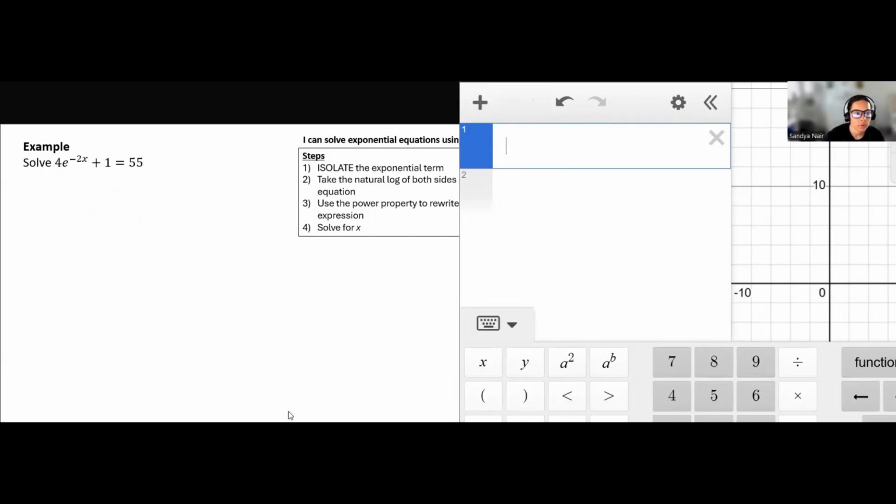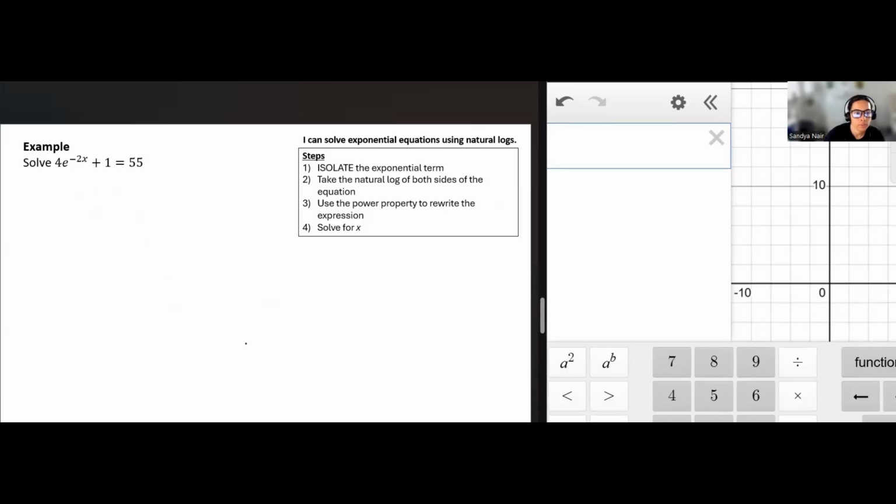So now let's try this equation. We have 4e to the negative 2x plus 1 equals 55. So here you can see my exponential term is not isolated. So I need to start off by going ahead and getting that term by itself. I'm going to start off by undoing the plus 1 by subtracting 1 from both sides. When I subtract 1 from both sides, I get 4e to the negative 2x equals 54. Now I'm going to go ahead and divide both sides by 4. So when I divide both sides by 4, I get e to the negative 2x equals 54 over 4. And I'm just going to leave it like that.